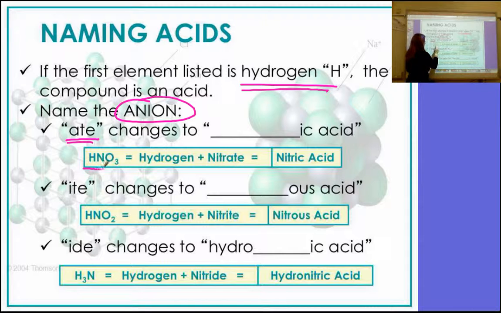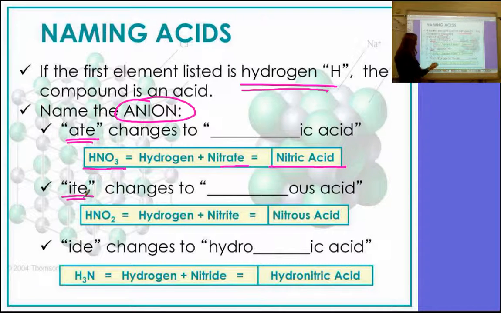So here's HNO3. NO3 is nitrate. Nitrate changes to nitric acid. Because it starts with an H, it always has to end in acid. Because we know it starts with a cation H, it's always going to be an acid. So -ate changes to -ic. Ate-ic acid.